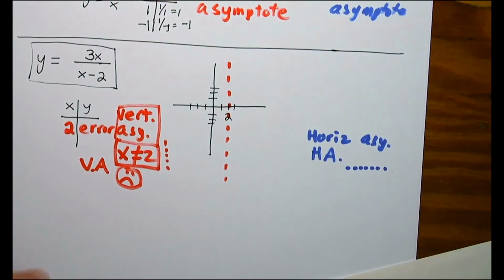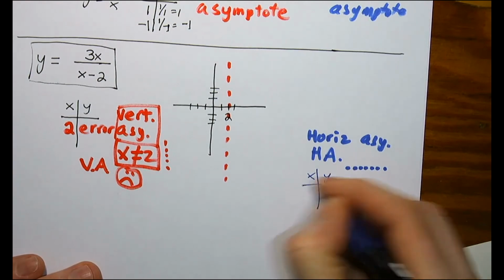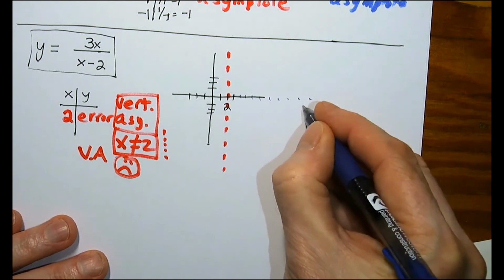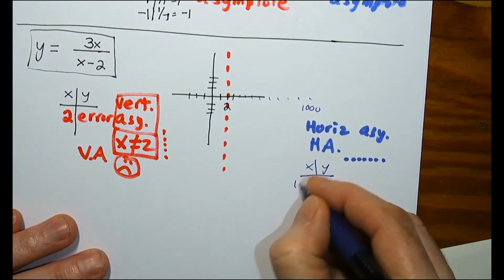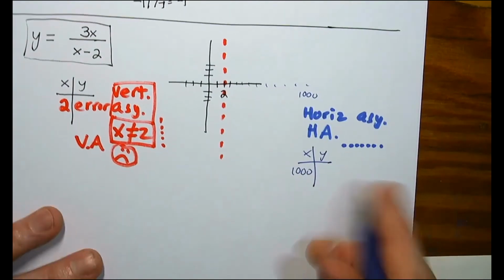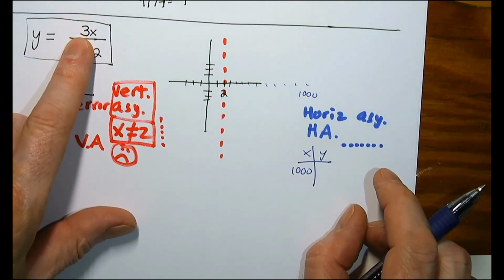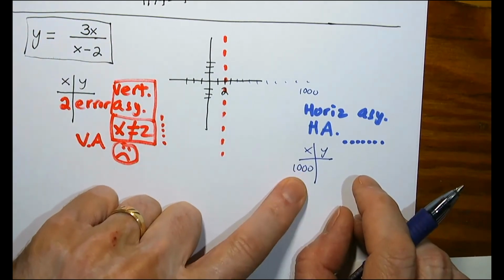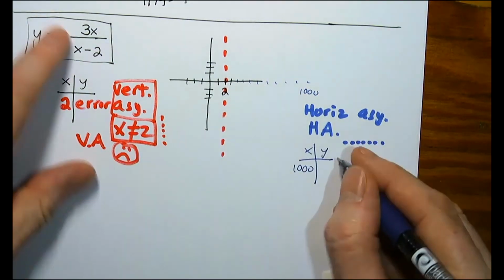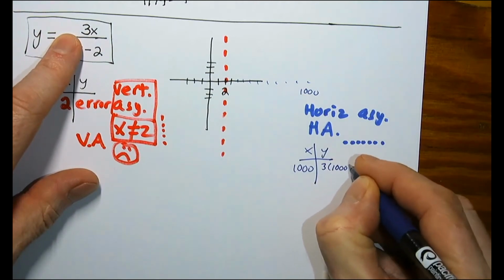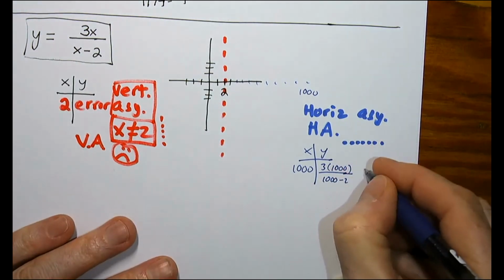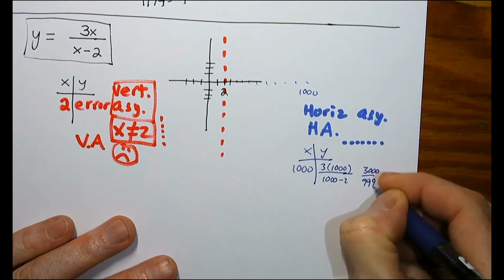So here's all you got to do. Let's pick a number way off the paper. I don't know, how about, what do you want? 1,000? Okay, 1,000 is a good number, or you could use infinity. If that's too much, you can even use 100, but just take 1,000, plug it in. Wherever you get is where the kids are heading. When they go 1,000 miles away, what are they close to? Okay, let's plug in 1,000. 3 times 1,000 over 1,000 minus 2. You could use a calculator and go 3,000 over 998.